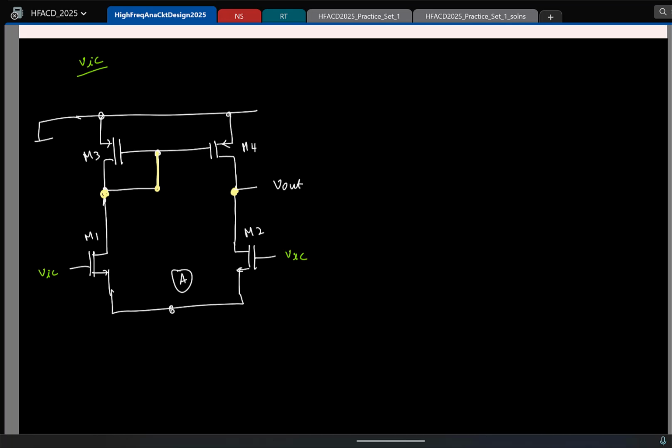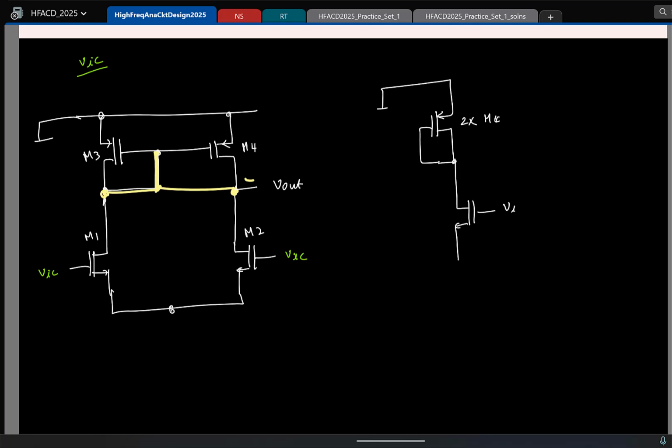So again, what can you say about the two currents? Same. So what can you say about the two voltages? Same. So whenever I see two voltages equal in this course, what will I be doing? I'll be shorting. So again, this reduces to the same old circuit. So this is 2x of M4. This is the IC. This is 2x of M2. And that's it. This is open.